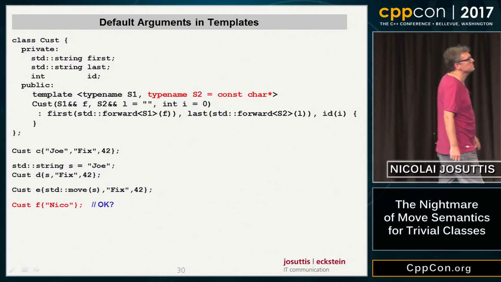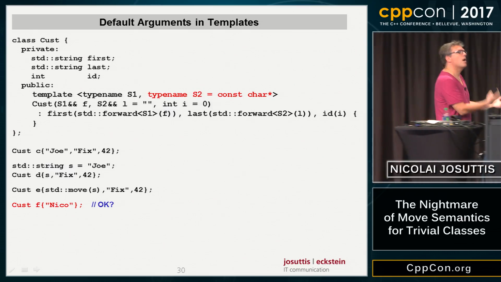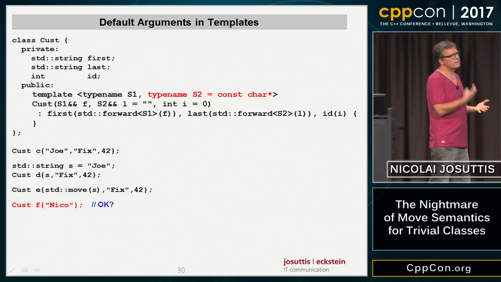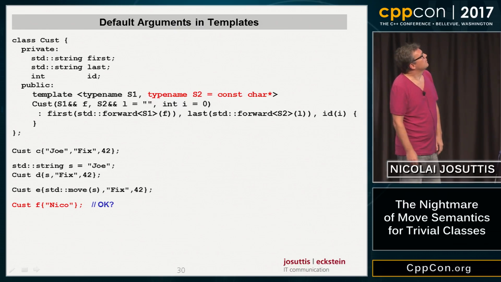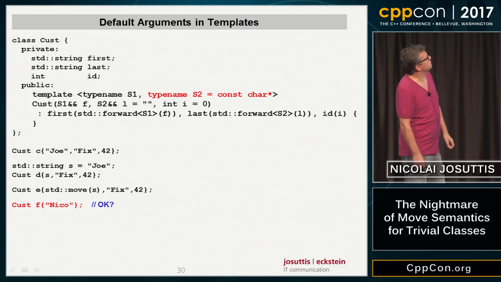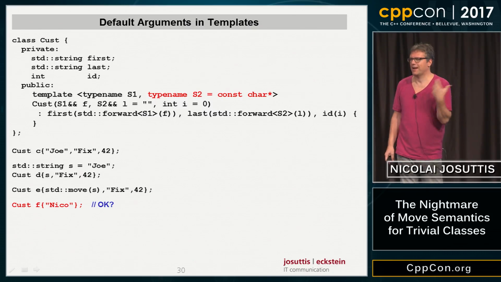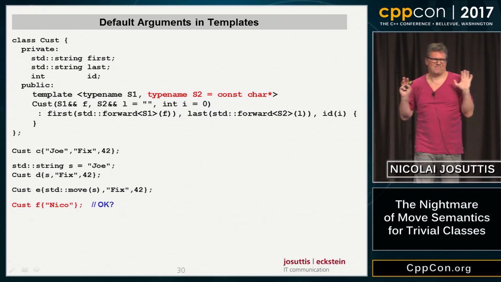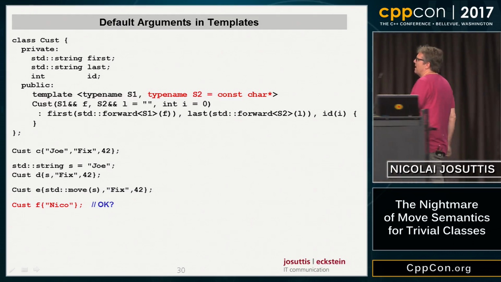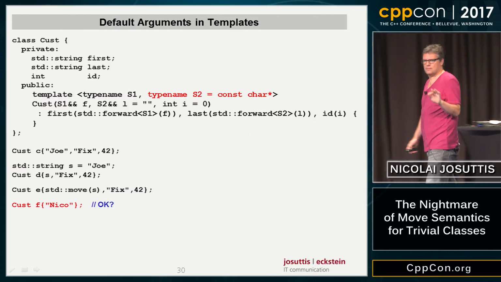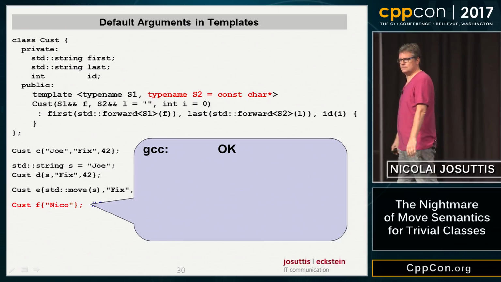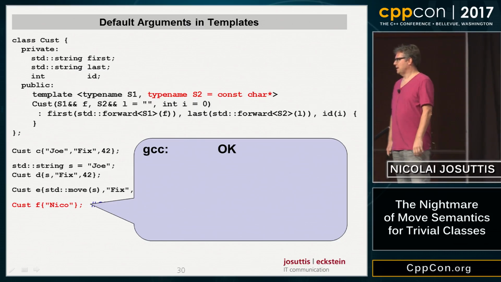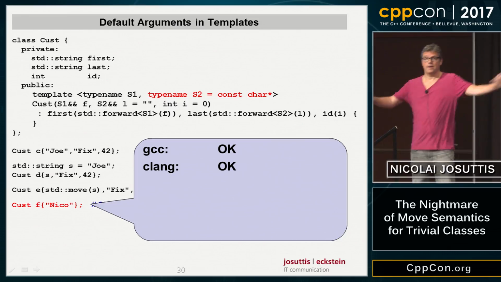So, what is the solution? Well, we have to also place a default for the template parameter. And what is the default here? Const char star. Well, we could also say an array of one const character, but that seems to be a little bit strange. So let's do it that way, and let's compile. Let's compile it with GCC. Fine. Let's compile it with Clang. Fine.